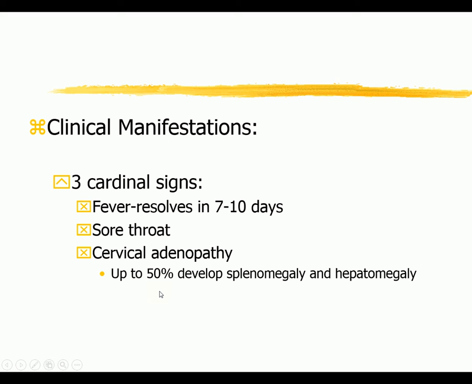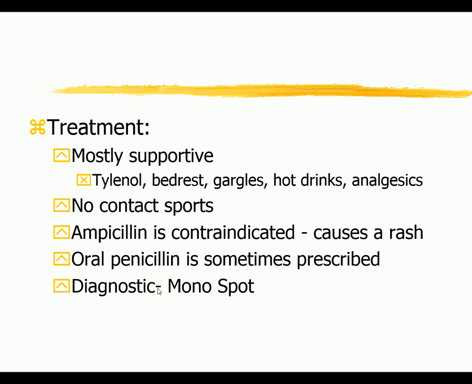Now, up to 50% also develop splenomegaly and hepatomegaly, enlargement of the spleen and the liver. So you really need to watch these patients. Treatment is mostly supportive: Tylenol, bed rest, gargles, hot drinks, and analgesics. No contact sports because of the hepatomegaly and splenomegaly.